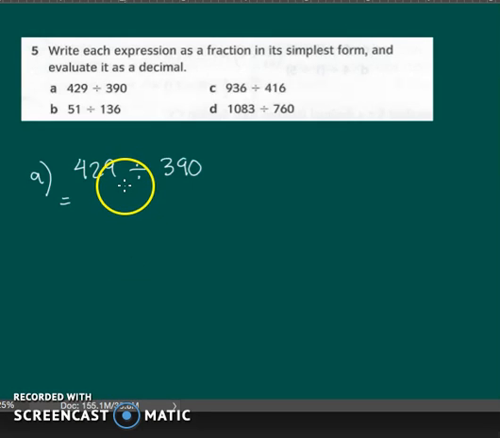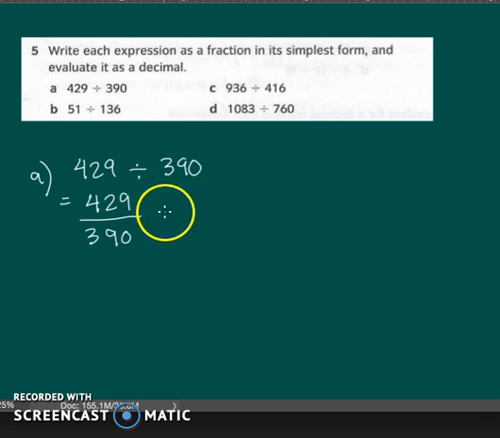So first we want to find the simplest form of each expression. And here we have 429 divided by 390. And first let's express it as a fraction. So 429 over 390. And next we want to find its simplest form.